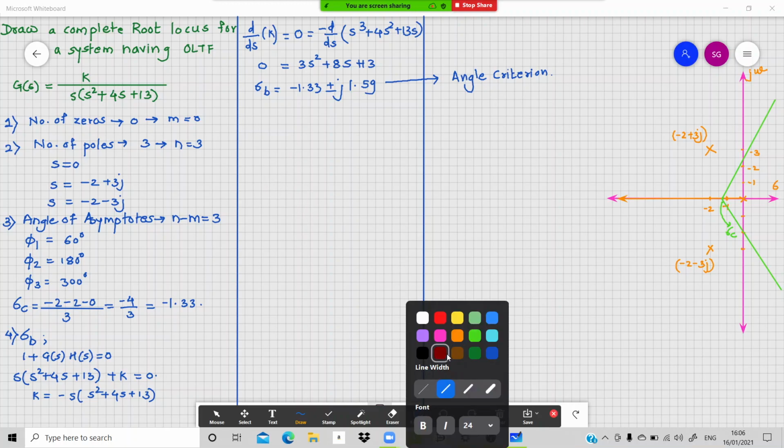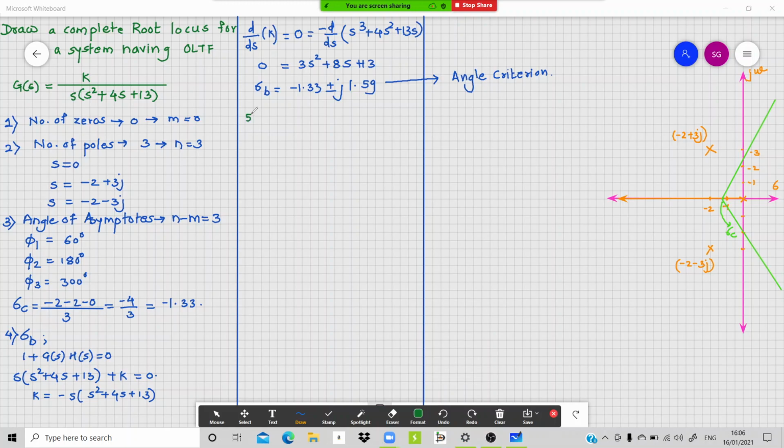So now fifth point is point of intersection.